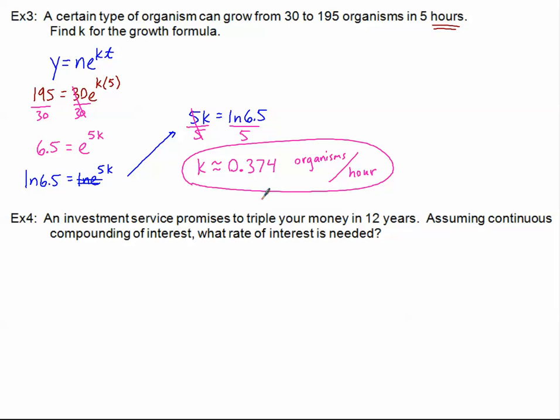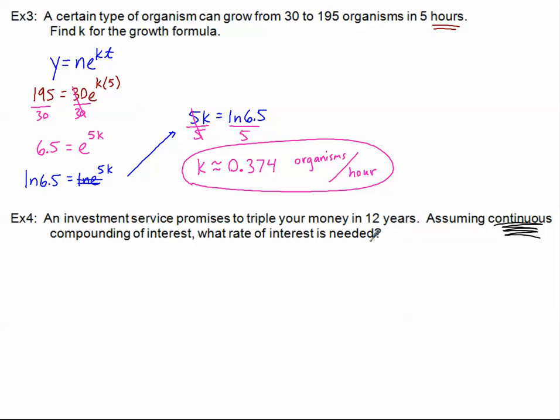So let's look at example 4. We have an investment service, and they promise to triple our money in 12 years. Well, that's fantastic. In the first two examples, we were doubling in just under 12 years. So tripling in 12 years, I would definitely take this. It says assuming continuous compounding of interest, there's that buzzword, continuous, what rate of interest is needed?